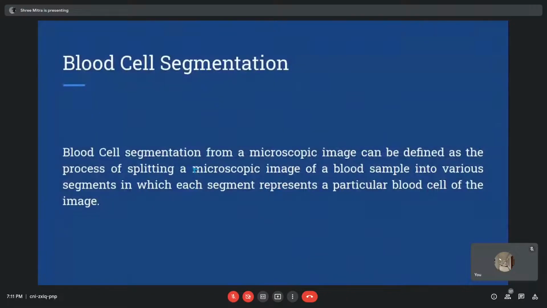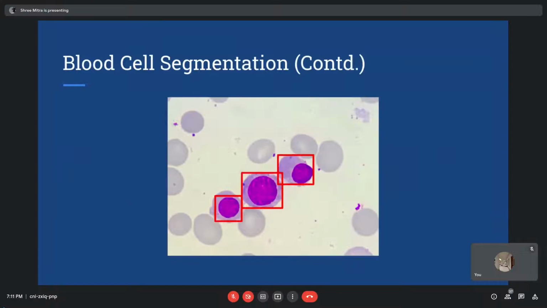Blood cell segmentation from a microscopic image can be defined as the process of splitting a microscopic image of a blood sample into various segments in which each segment represents a particular blood cell of the image. Now here I have shown a very naive procedure of blood cell segmentation using a simple Python program.